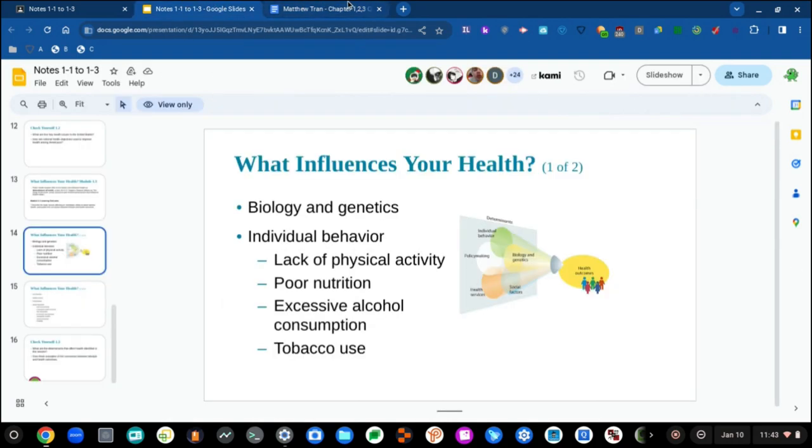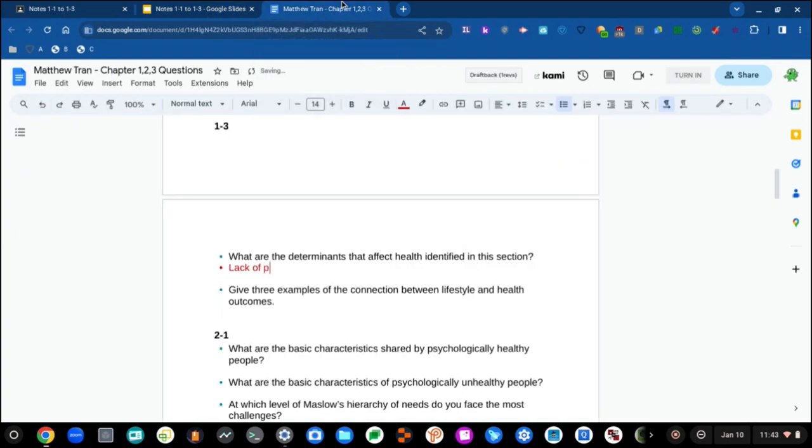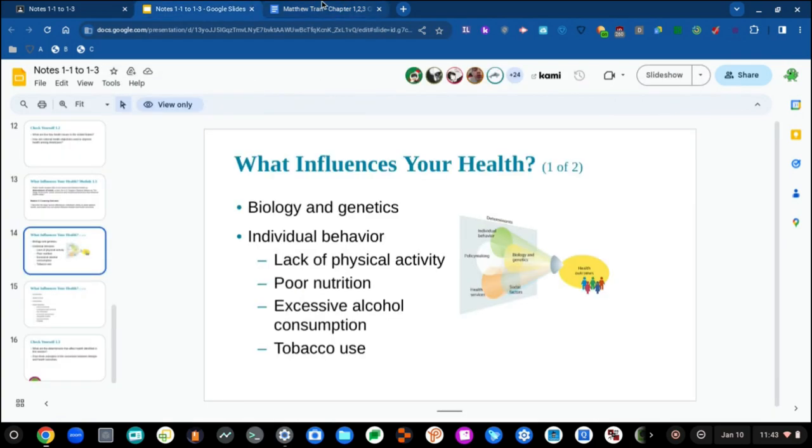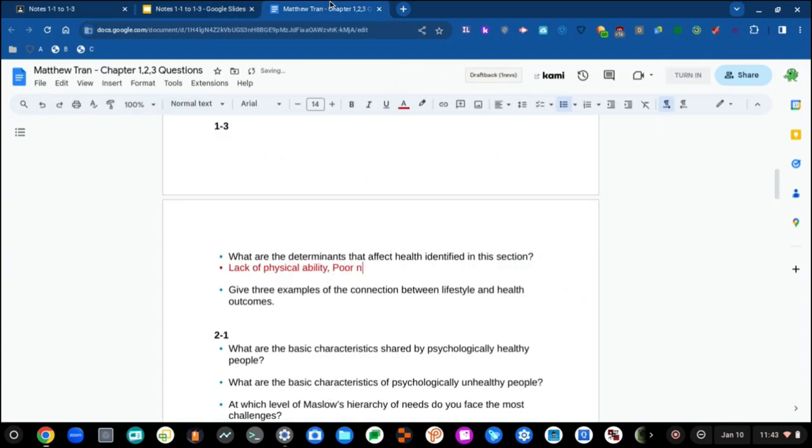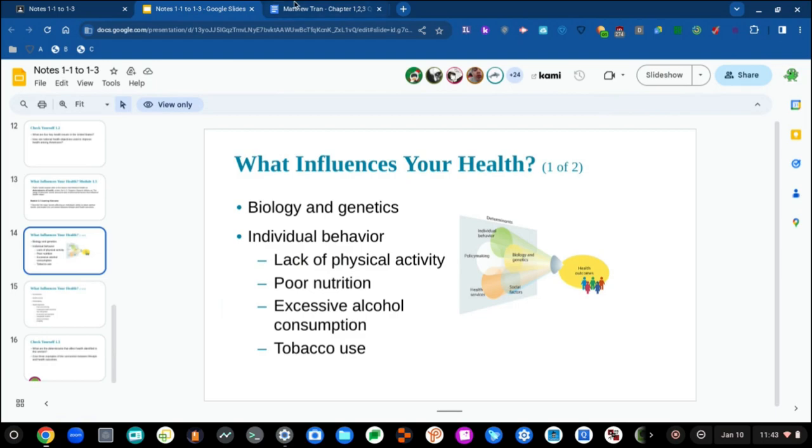All right, so one of the determinants of health that are identified in this section. So once again, what influences your health? Does anybody want to give an example of that? What are some of the influences on your health? Mom, you have one? What's that?